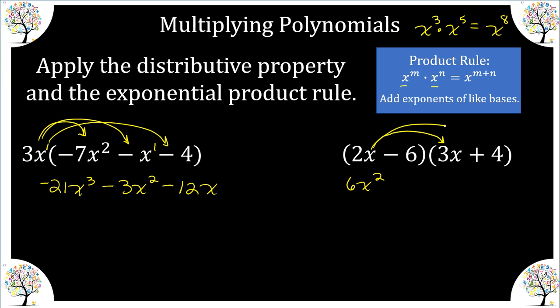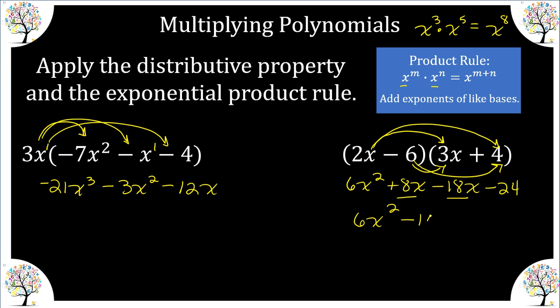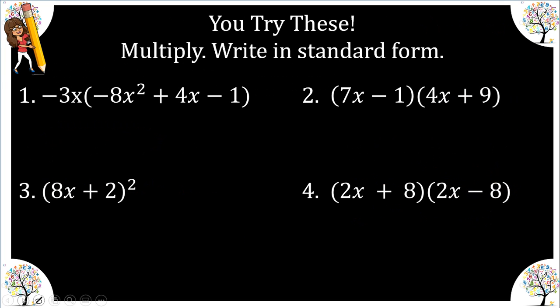Now we have to multiply the 2x times the 4. And we have multiplied the 2x by both of these terms. Now we take the negative 6 and multiply it, and we get negative 18x, and negative 6 times 4 is negative 24. Now notice these two middle terms are like terms, so we can combine. And we get 6x squared minus 10x minus 24. We have a quadratic trinomial.